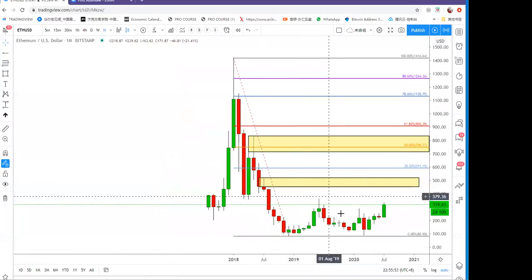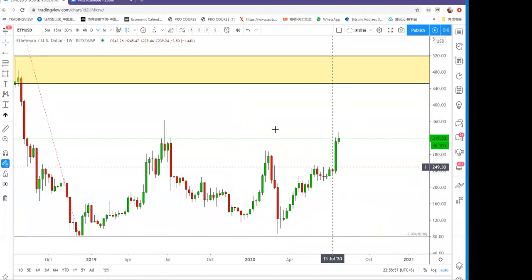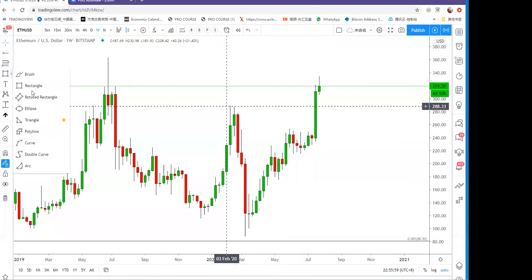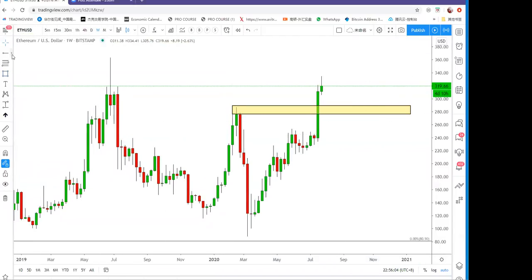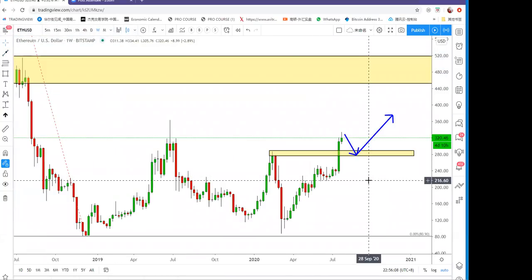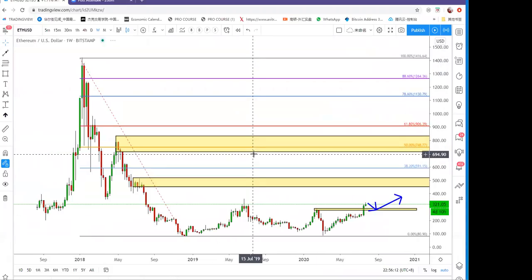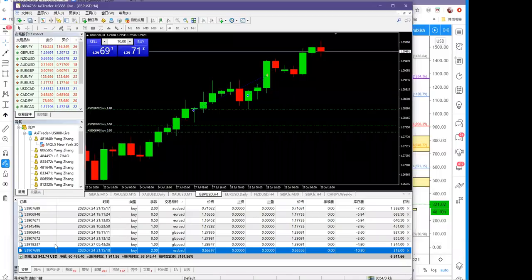Ethereum also makes a very strong double bottom, and the weekly chart just breaks a new high. So try to buy the pullback of Ethereum if it comes back to 289. 289 will be a good level for you to buy Ethereum. I think I have covered the major markets that are very good for you to enlarge your account, just like what I do.